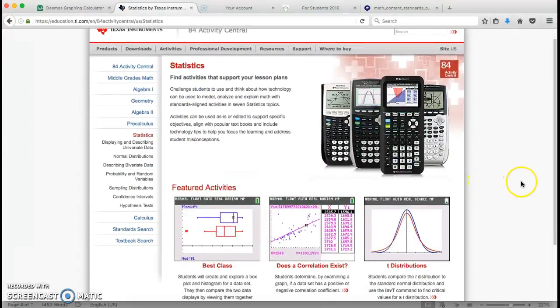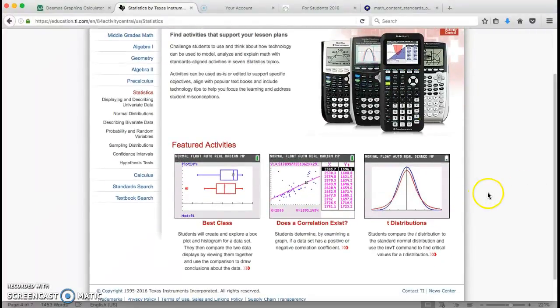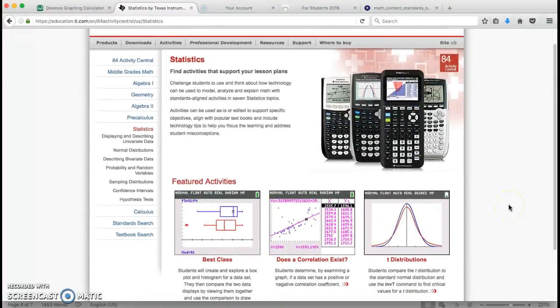And here we have some apps that you can download and activities you can actually look at to help you learn some statistics. So here's a best class, which one will give you a better score basically. You can do this regression like this unit is describing. We talk about t-distributions here and many more. So there's a lot of good things that we can do with the graphing calculator as a standalone unit.